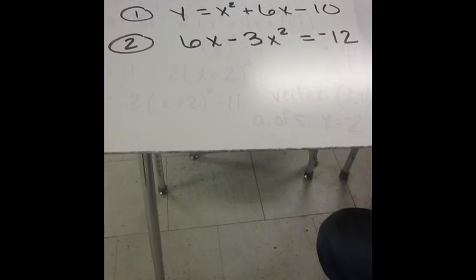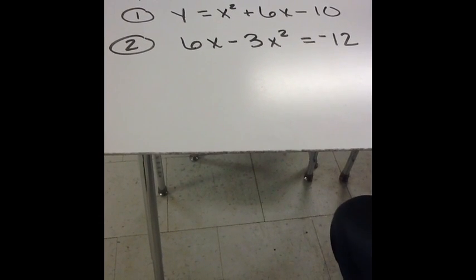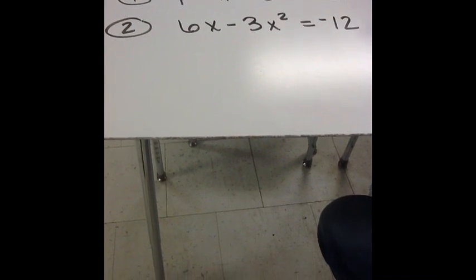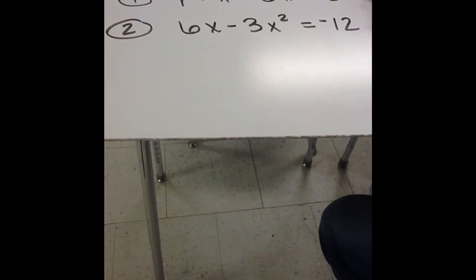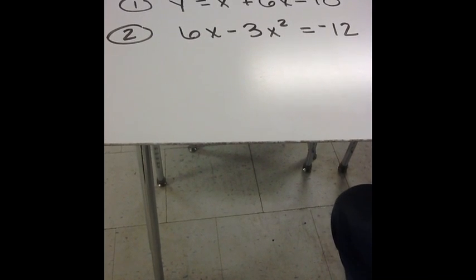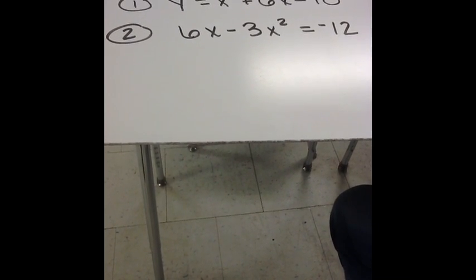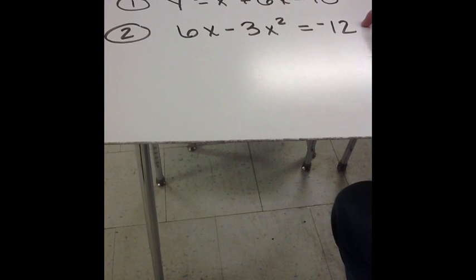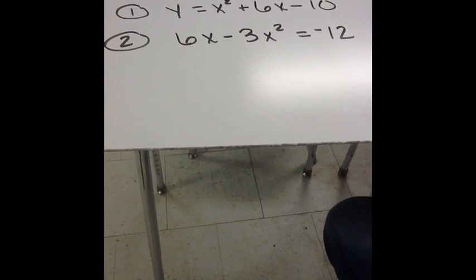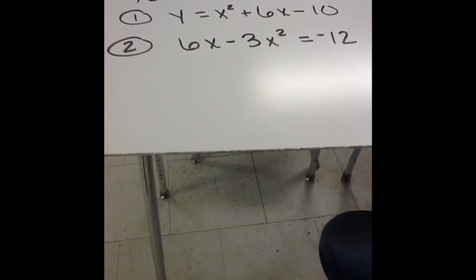Okay, for your homework, since you've got your notes taken, the one last thing I want you to do is try these two equations. The first one's y equals x squared plus 6x minus 10, and this one says 6x minus 3x squared equals negative 12. I'm trying to trip you up, so make sure you're careful about these, and then have your questions ready for when you come in the next morning. Good luck!